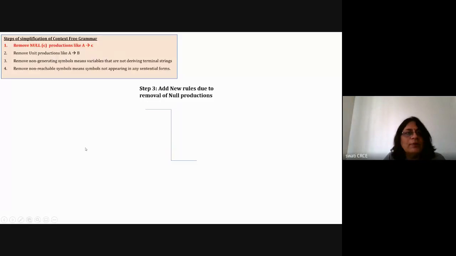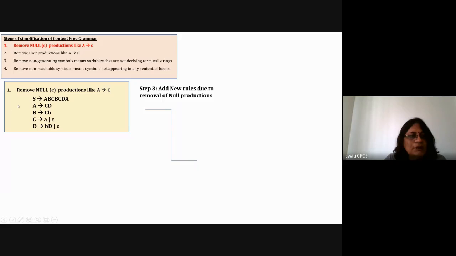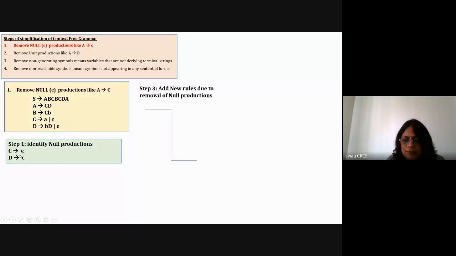Okay, so see this problem. There are a total of 5 rules, and the problem is to remove epsilon productions. So the first step is to identify the epsilon productions. There are two epsilon productions: C and D. C is equal to epsilon and D is equal to epsilon.